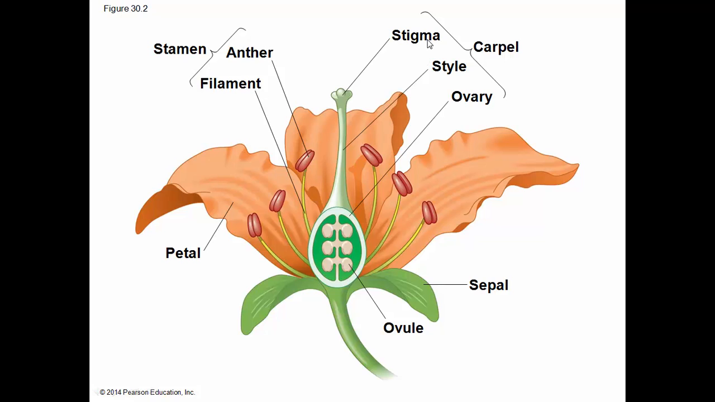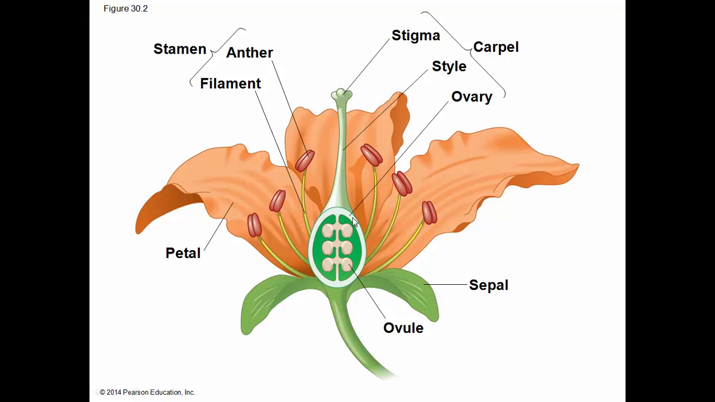The stigma is the tip of the female reproductive organ. This is where pollen will land, and pollen produces a pollen tube that grows all the way through the stigma and into the ovule, where it will fertilize the megasporangia and become the seed. Okay, this is the style. It's the name of the longer portion of the stigma of the female reproductive organ.